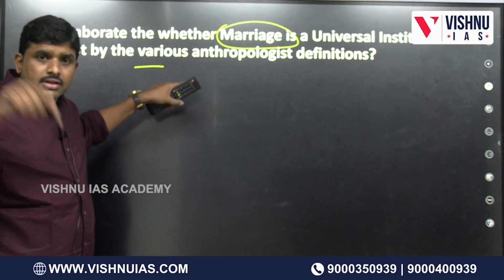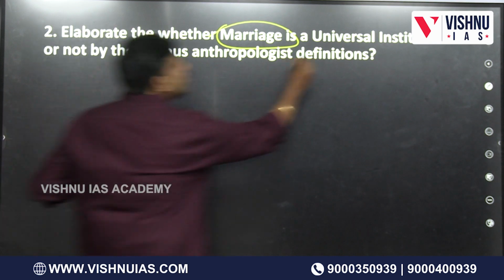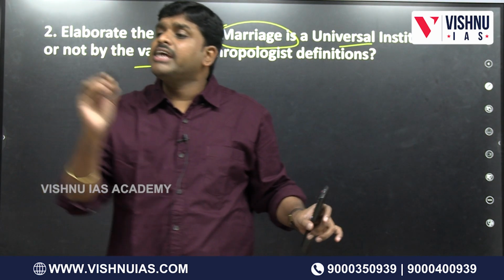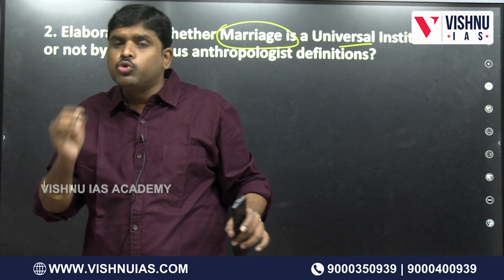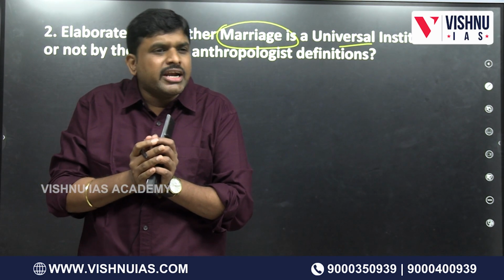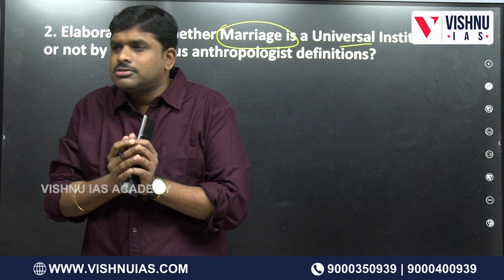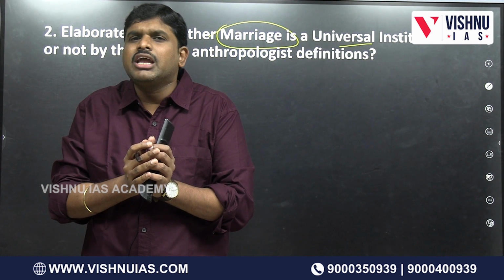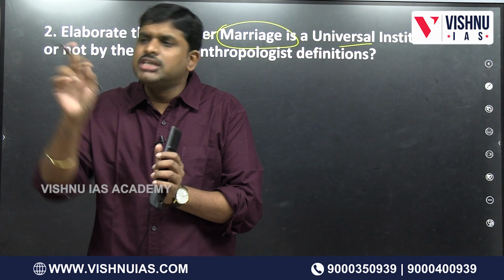When asked whether it is a universal institution or not, it means is marriage the same everywhere or not. Marriage as a universal institution, 1, 2, 3, 4. There is economic interdependence, there is cooperation, there is social relationship. The children born to the woman and man are considered as legal children of those parents. Hence, it is a universal institution.